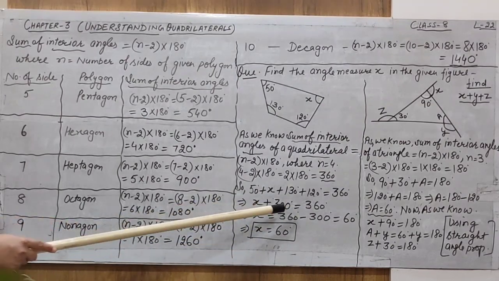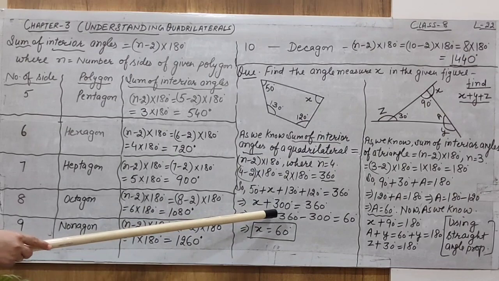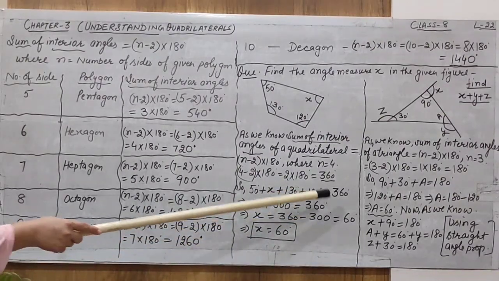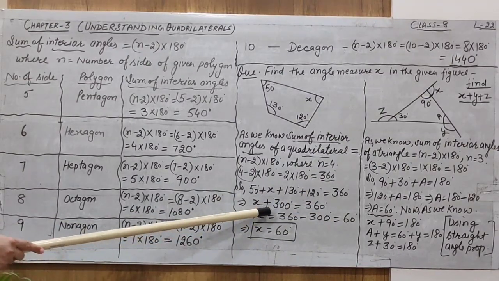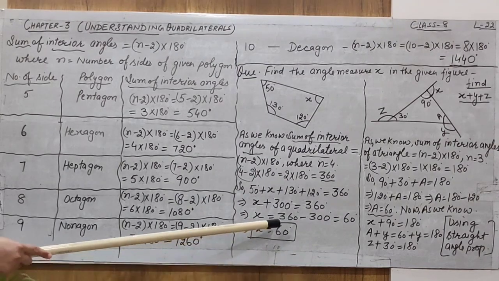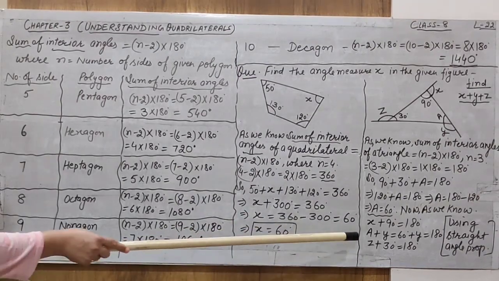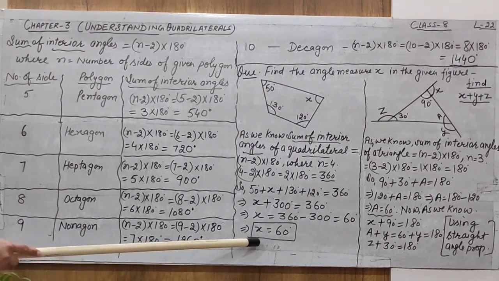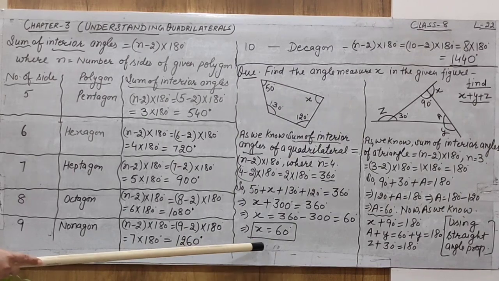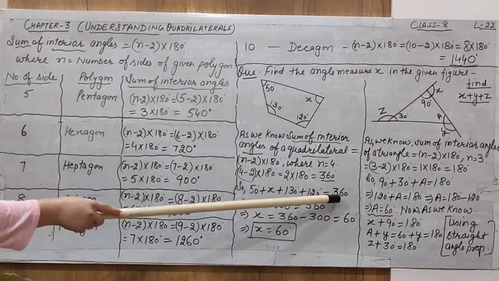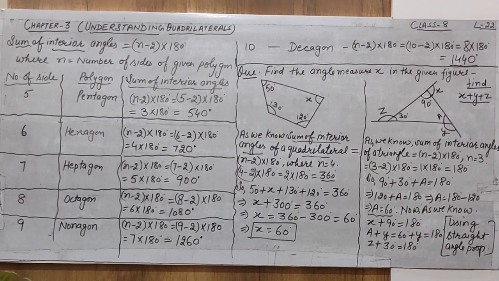Now the sum of the given three angles is 300, so x plus 300 is equal to 360. When we transpose 300 to the right hand side, we get a negative sign in front of 300 degrees. So 360 degrees minus 300 degrees, we get the answer 60 degrees. So the angle we required for the quadrilateral, which was not given, is 60 degrees. This we can find with the help of the sum of interior angles.